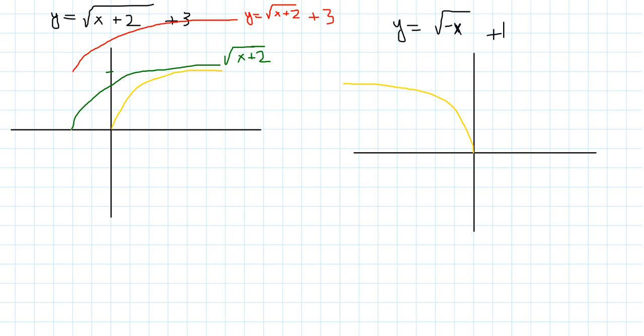It should be the graph of y equals radical minus x, and I should shift on the y axis positive 1. So it is the final graph, y equals radical minus x plus 1. Okay, let's go to another example.